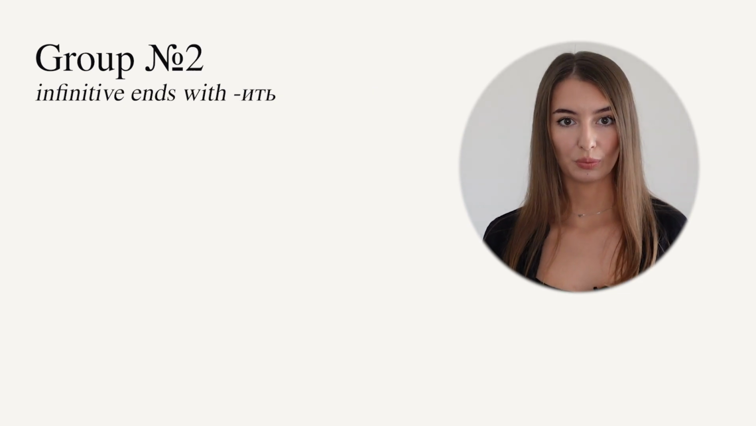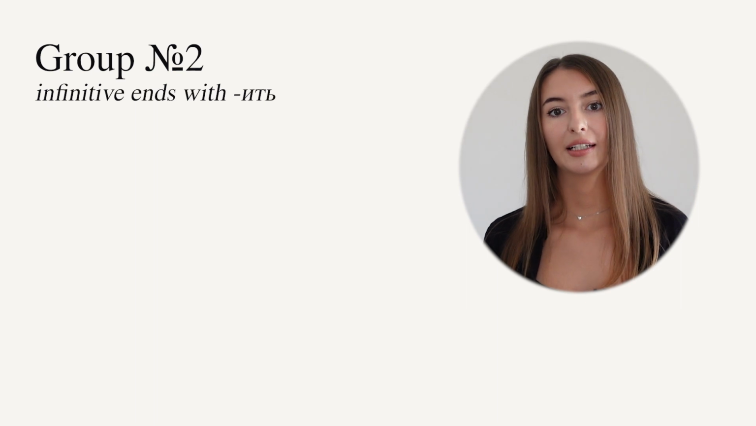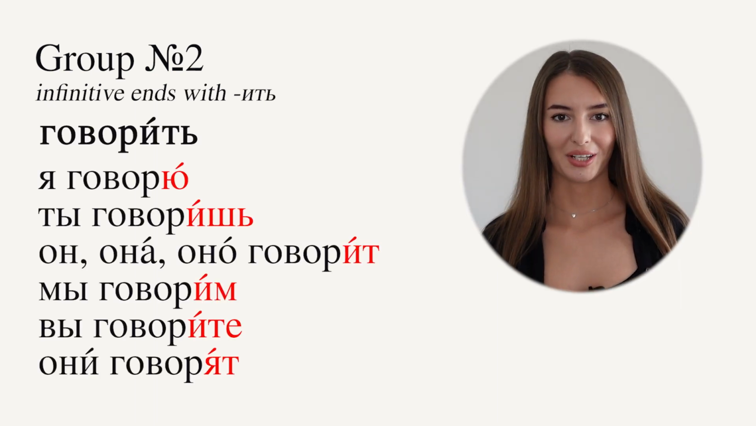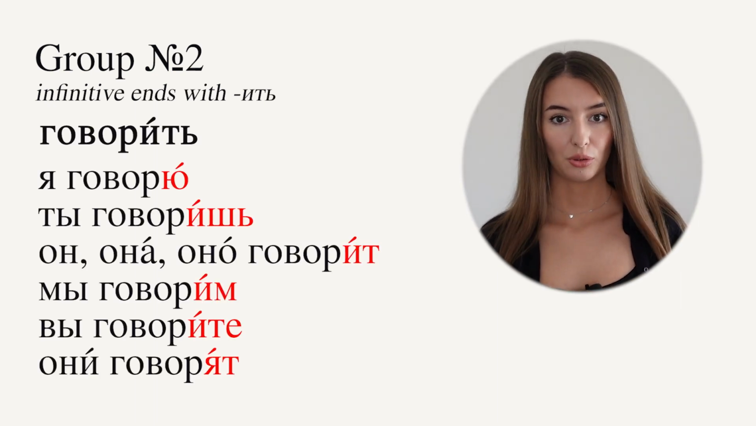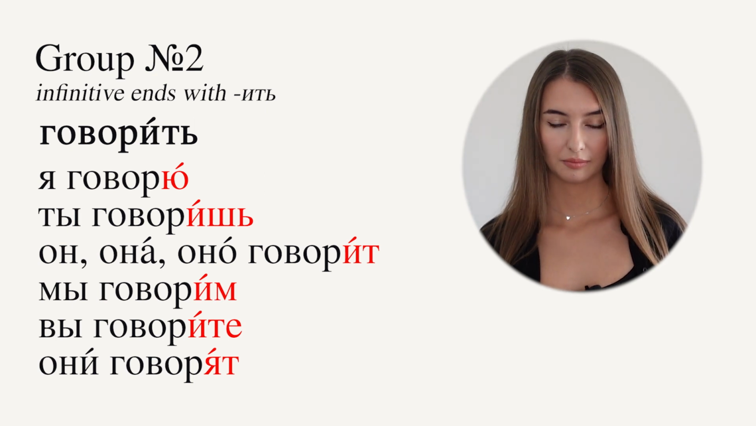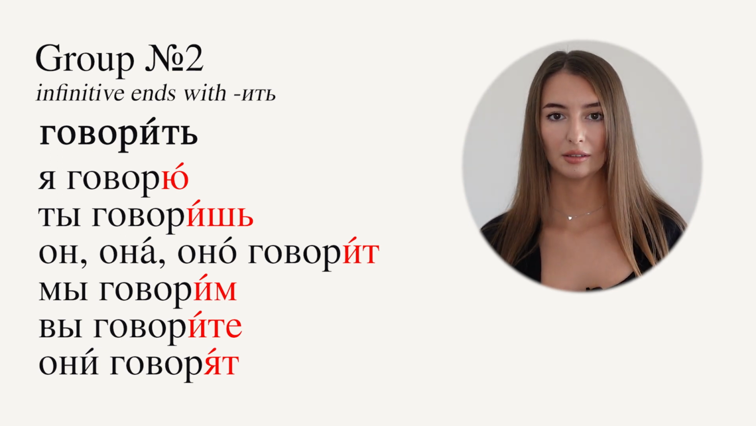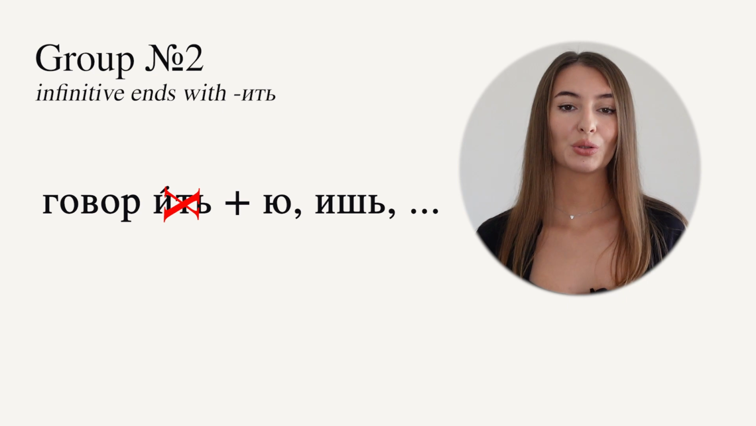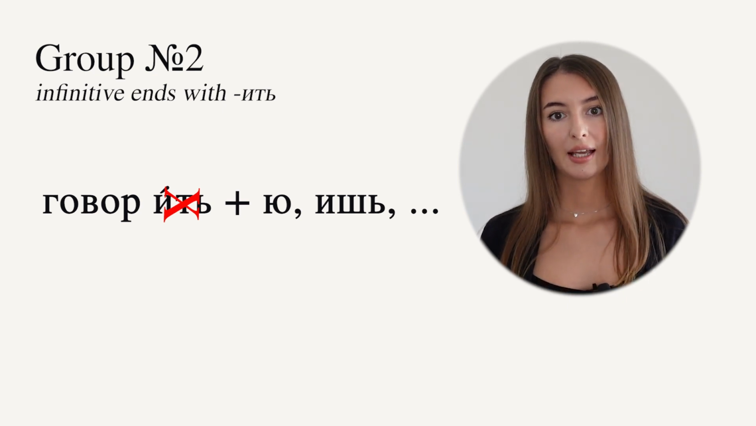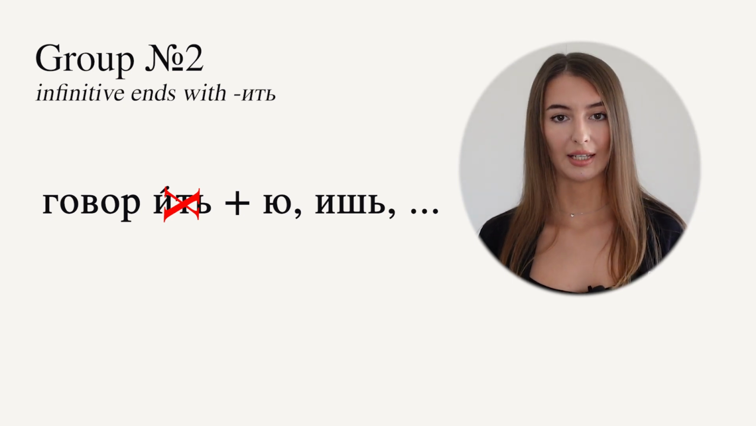Group number 2. Here are verbs where the infinitive has the ending ить. Let's look at its conjugation. Я говорю, ты говоришь, он, она, оно говорит, мы говорим, вы говорите, они говорят. Here you need to put away the three last letters and add the personal endings of the present tense.